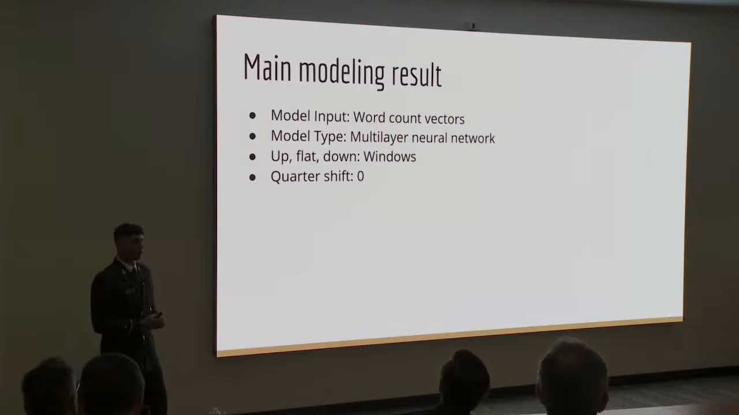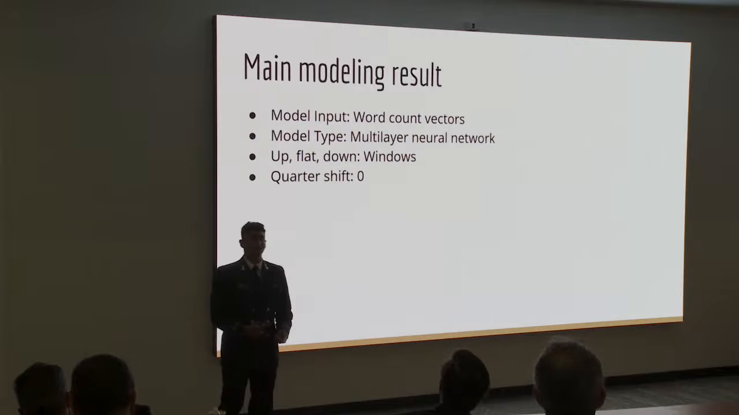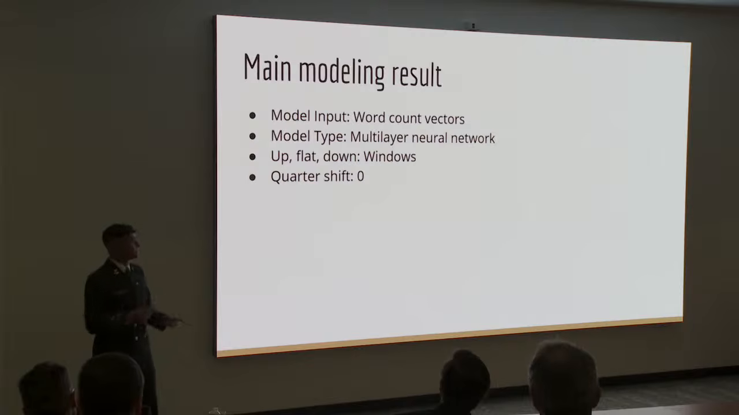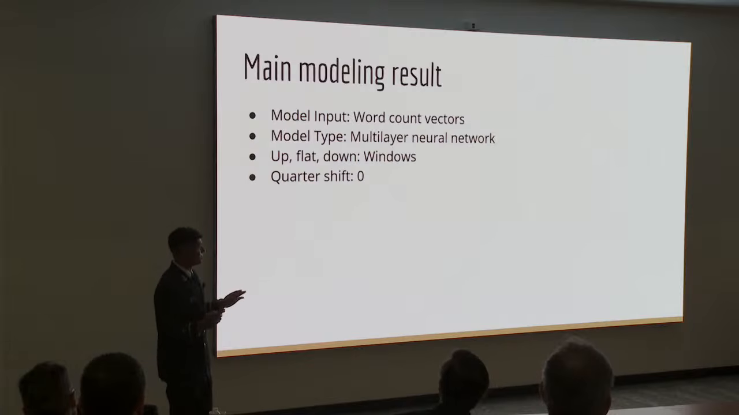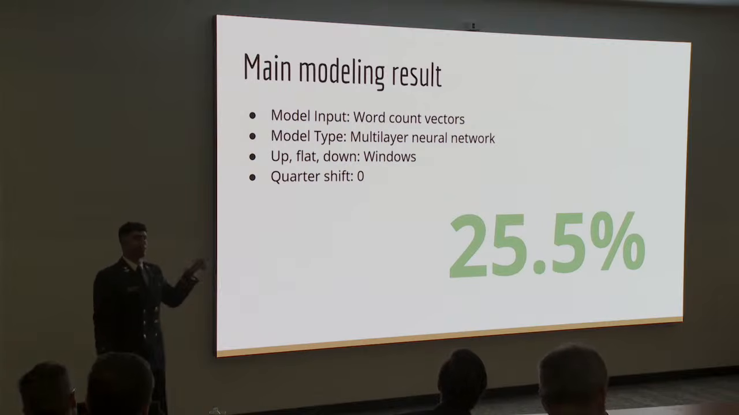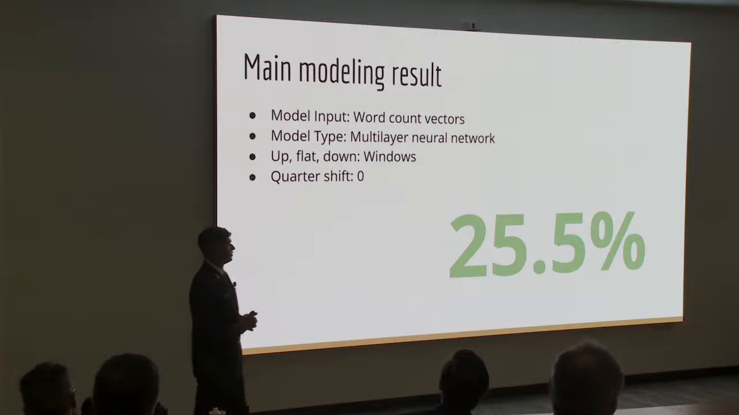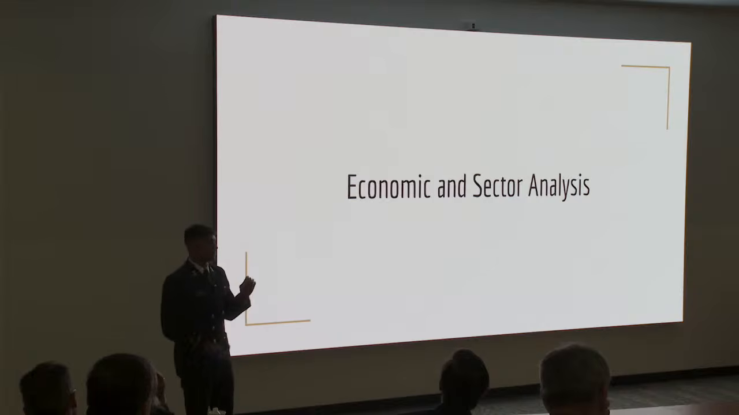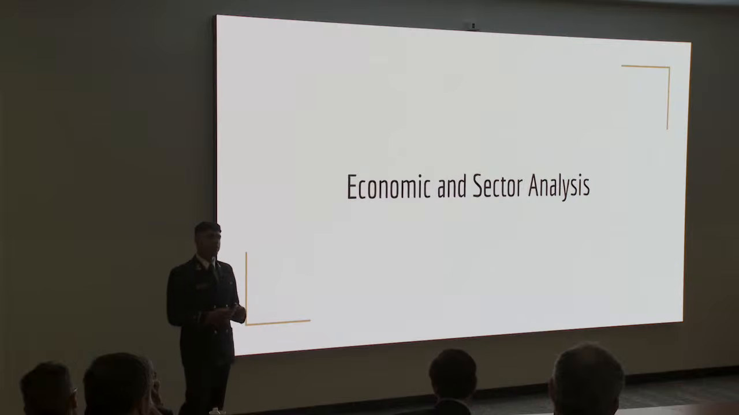And so now we have our model. We're going to use a word count vector with a multi-layer neural network with windows percent change as our up, flat, down definition and a quarter shift of 0. And this model, once we fine-tuned it, believe it or not, had a 25.5% increase in relative accuracy over baseline guessing, which is pretty significant. And we want to apply this to an economic analysis and a sector analysis now.